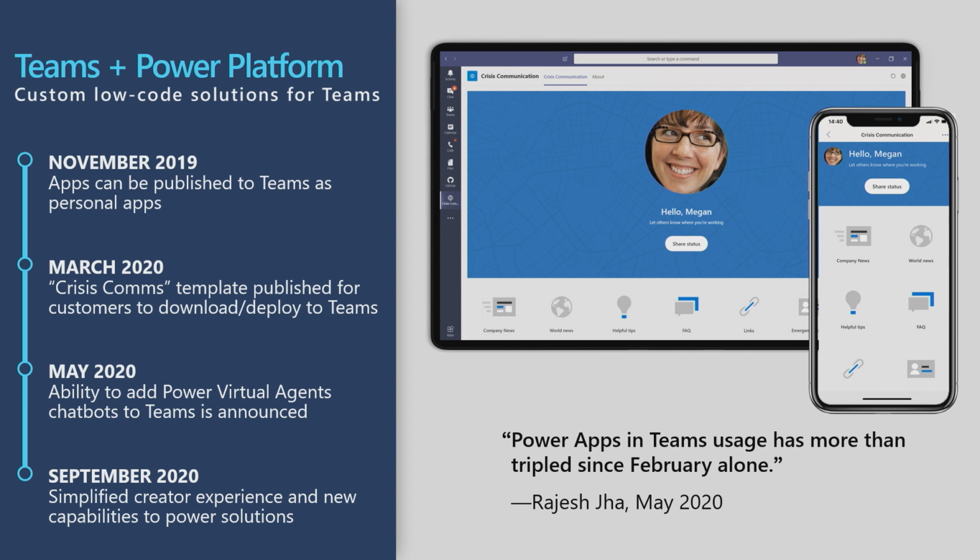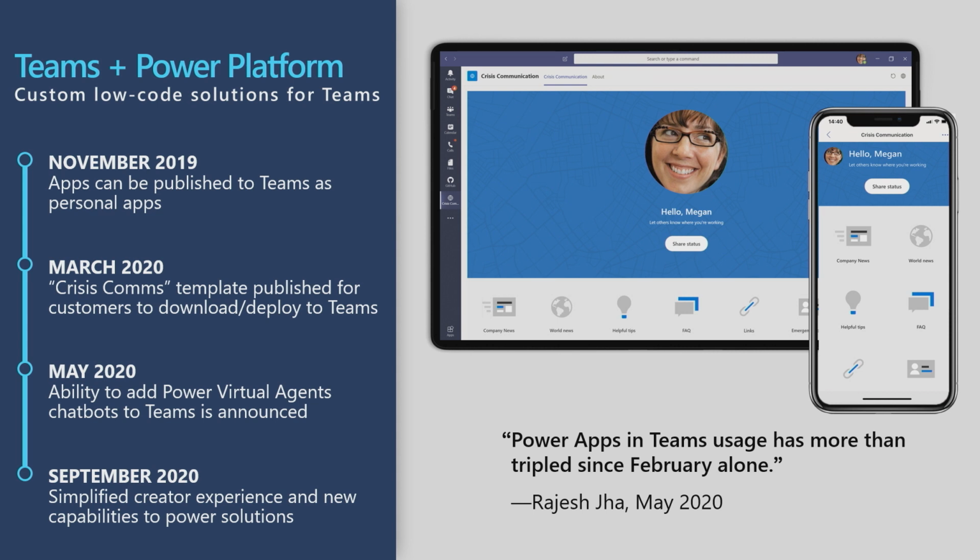Well, if you've been paying attention to the Teams and Power Platform integration in the recent past, you'll likely notice a steady drumbeat of investment and innovation, in no small part due to the challenging reality of remote work. Starting in November of 2019, app makers could build their apps and make them first-class citizens in Teams, with an easy publishing capability in Power Apps. Then in early 2020, we released a crisis communication solution built on Power Platform and made it available for any customer to download and deploy to Teams, so they can easily share important information and resources with their organization in times of crisis.